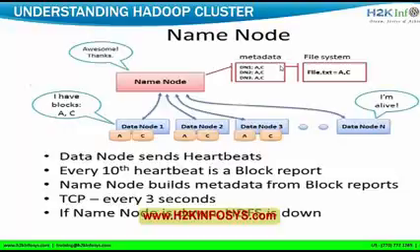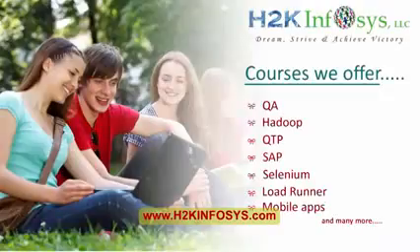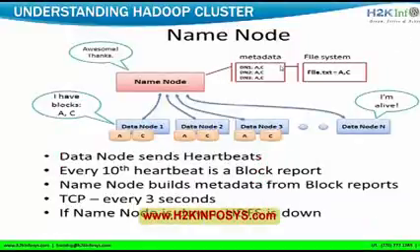At every 10th heartbeat, the name node will make a note of the report and update its metadata, like, okay, data node 1 is having blocks A and C. This is how the acknowledgements are given by each data node, so that the name node will update its metadata whenever there is a change or whenever there is an exchange of blocks between data nodes. That's what this slide talks about.